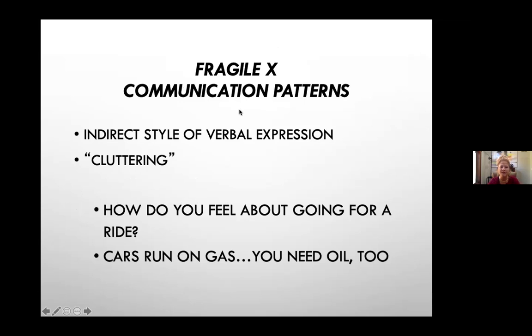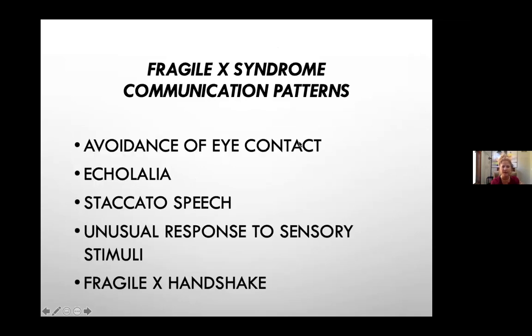There's this indirect style of verbal expression in Fragile X syndrome, cluttering, and this is an example of that. How do you feel about going for a ride? And the individual with Fragile X may respond with a sentence such as, "Car's run on gas, you need oil too." So they're combining bits of information from different topic areas in response to that question.